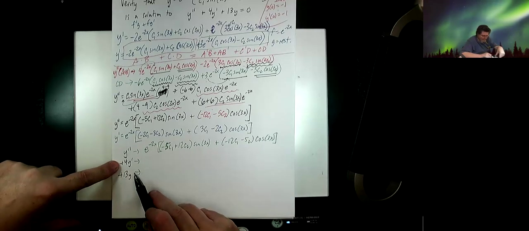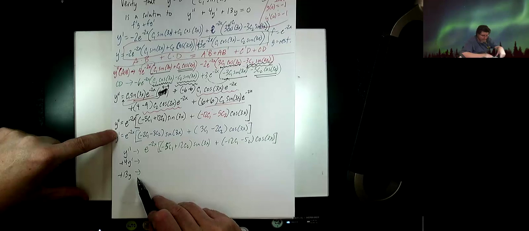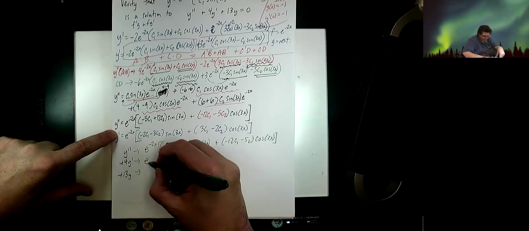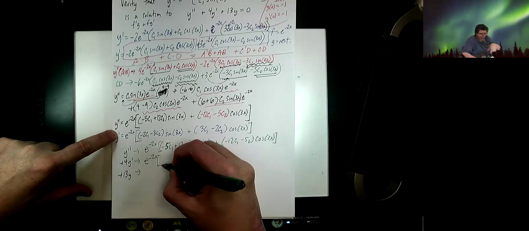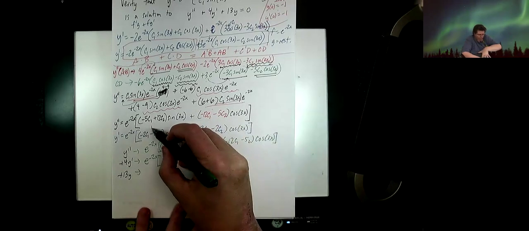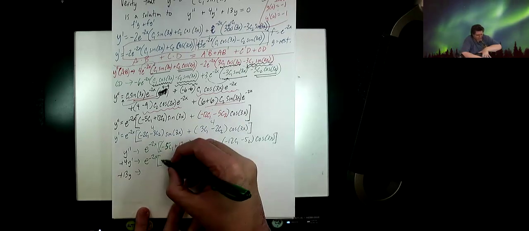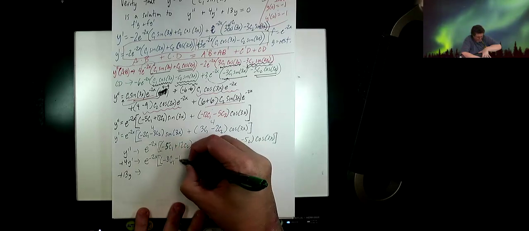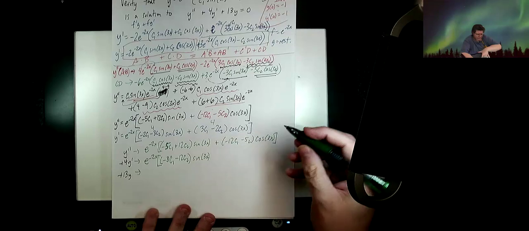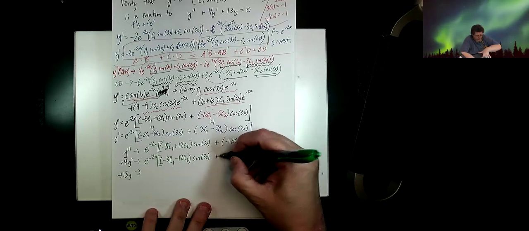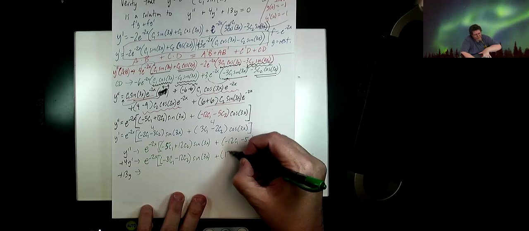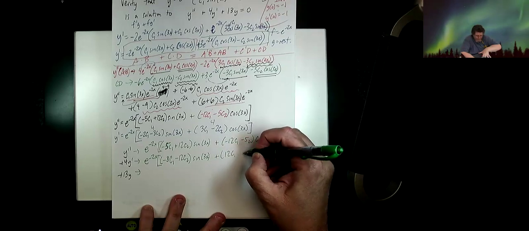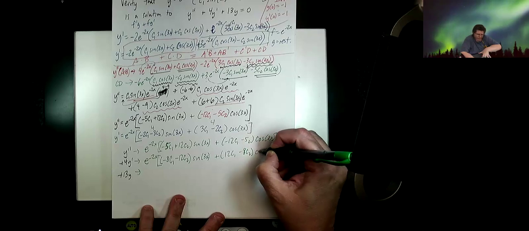And then I need to do 4 times my y prime. I'm not gonna put it out front, I'm gonna put it on the inside. I'm gonna multiply each of these by 4. So I would have -8c1 minus 12C2 sine of 3x, plus 12C1 minus 8C2 cosine 3x.